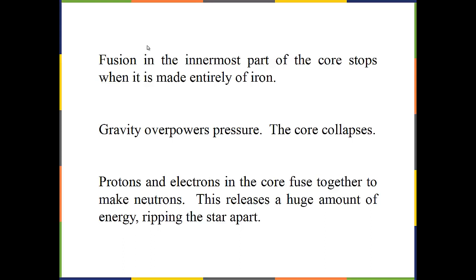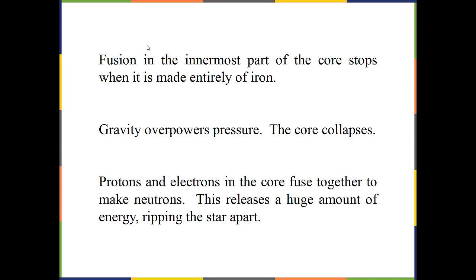Once again, gravity overpowers pressure. The core shrinks further. The protons and neutrons in the iron core fuse together to make neutrons. This releases a huge amount of energy in the form of neutrinos. To a neutrino, most places in the universe, including the interior of a star or a planet, look completely empty. That's why neutrinos go right through the Sun and the Earth.